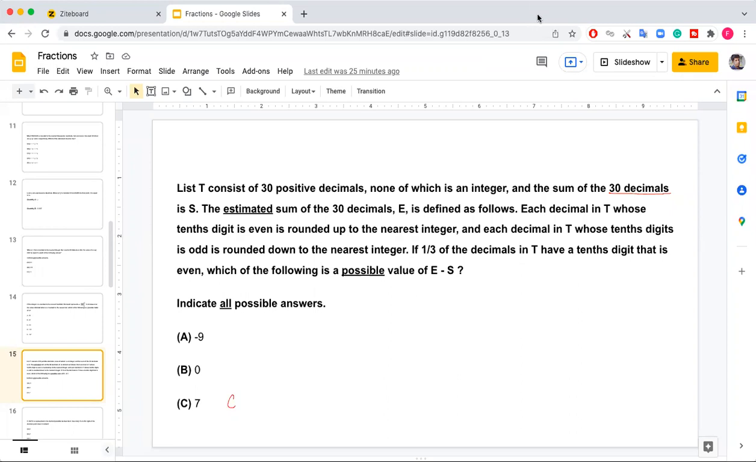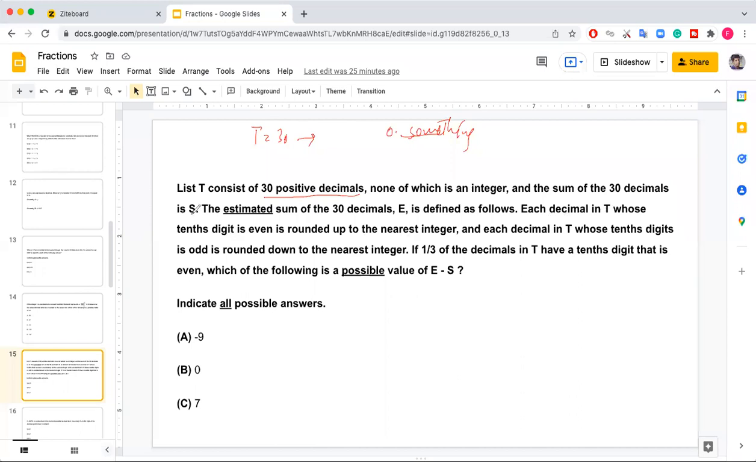Okay, so let's discuss this question in a bit. We have 30 positive decimals, right? We have a total of 30 decimals, and none of which is an integer. So first of all, there is no integer, and all of them are in decimal form, right? So just to make things easy, let's consider decimals of the form 0 point something, whatever the next values are.